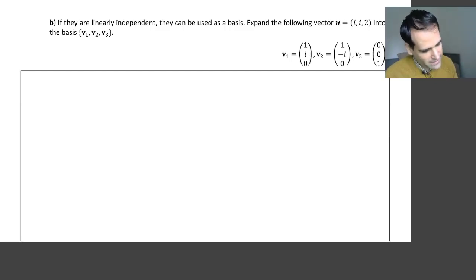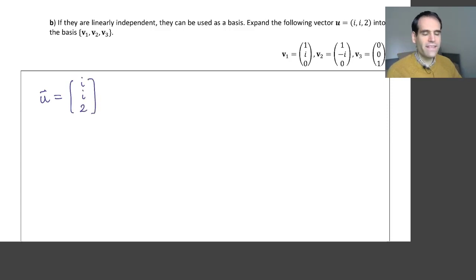So now the question asks, expand the following vector, u equals i2. Let me write it down here. So this is a vector, and we want to expand it into the basis v1, v2, v3. So how do we do it?